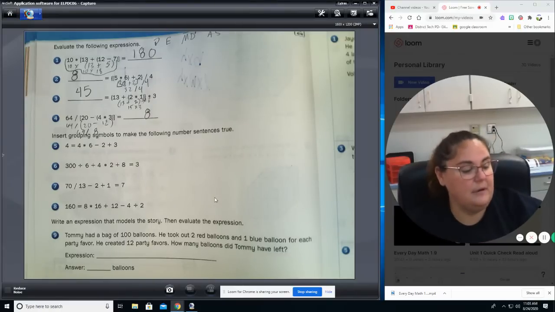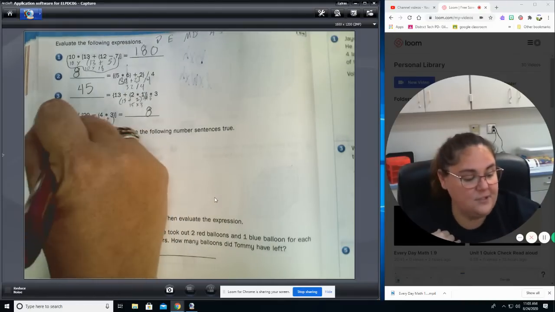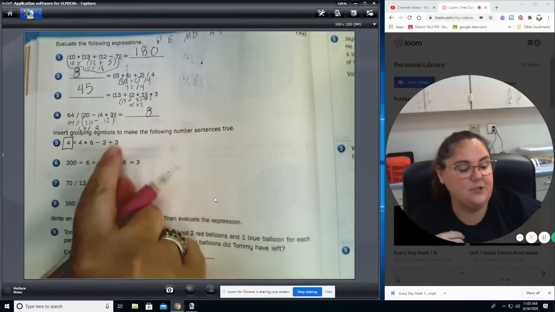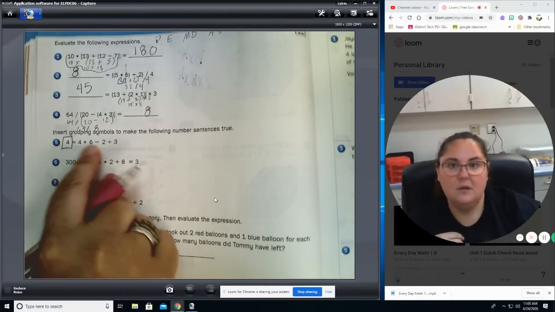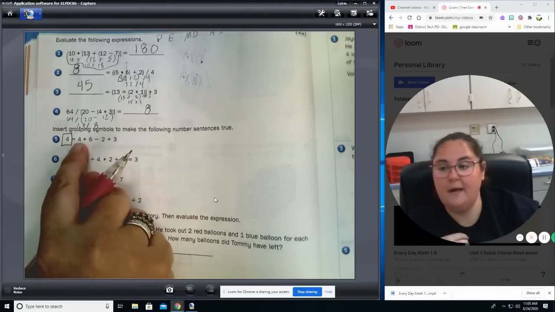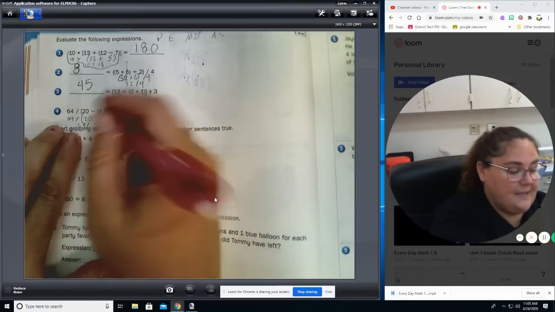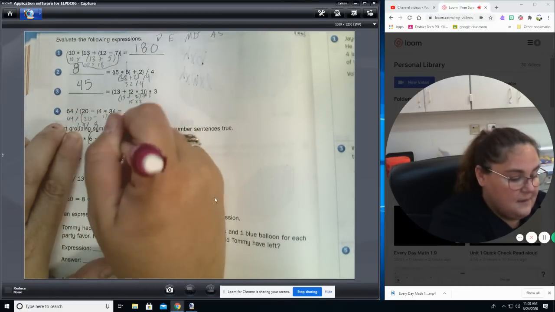So, number 5, it says, insert grouping symbols to make the following number sentence true. So the first thing I do is I try to look at my answer. My answer has to be 4. I need to do something with these numbers to make my answer 4. So my first step is I see a 4 here and multiply. So if I see a 4 here and I'm going to multiply by something, that means that I need to find a way to make this equal 1.